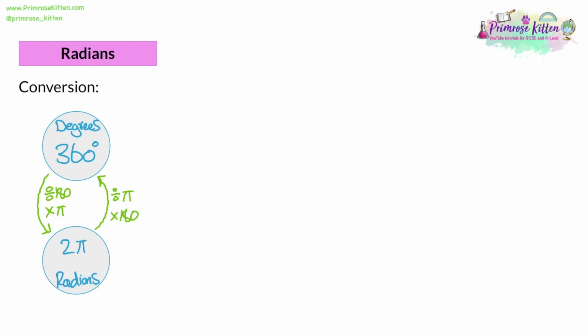Now, as well as being able to convert them, perhaps using a calculator for this, there's also exact values you should know. So the exact values are 0 degrees, 30 degrees, 45 degrees, 60 degrees, and 90 degrees. Now, if you convert these into radians, you're going to get 0 radians, pi over 6 radians, pi over 4 radians, pi over 3 radians, and pi over 2 radians.